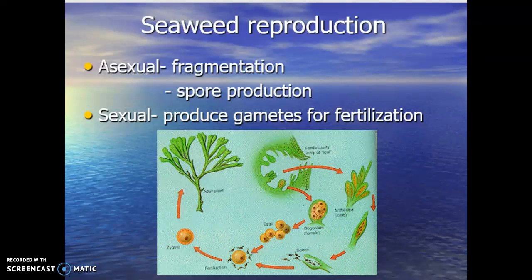The other option is sexual reproduction. This is where you get eggs and sperm produced. Fertilization happens. You now have a zygote developing. That zygote drifts, settles down somewhere, and then eventually develops into a new algae.